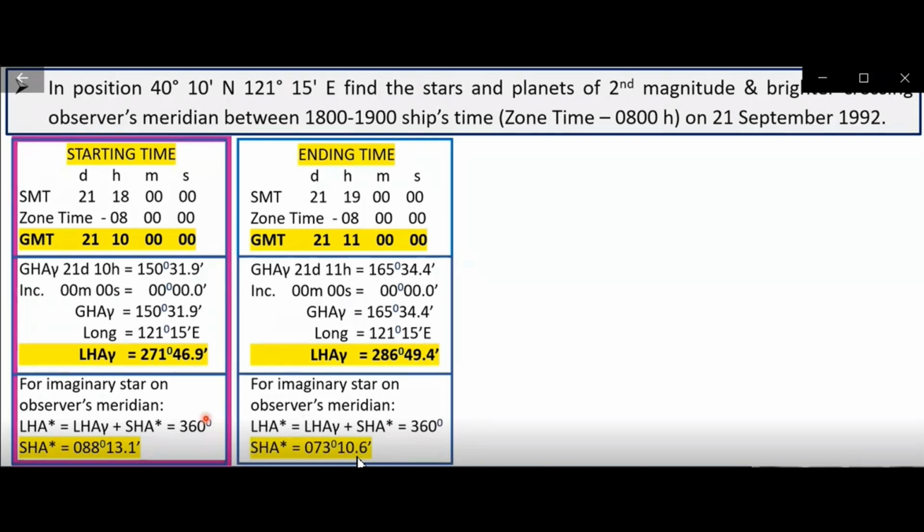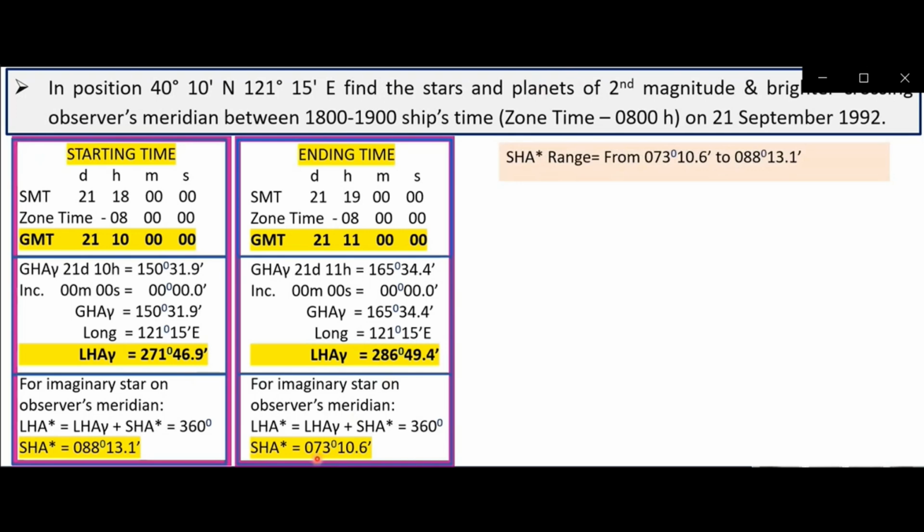We have to go to the table on page 268, find out the stars within this SHA range and list them down. And we get this value to be 73 degrees 10.6 minutes. We have got the SHA of the imaginary star on the observer's meridian at the commencement of the interval and at the end of the interval. So all our stars and planets of interest should have the SHA in this range. The SHA range that is of interest to us is from 073 degrees 10.6 minutes to 088 degrees 13.1 minutes.